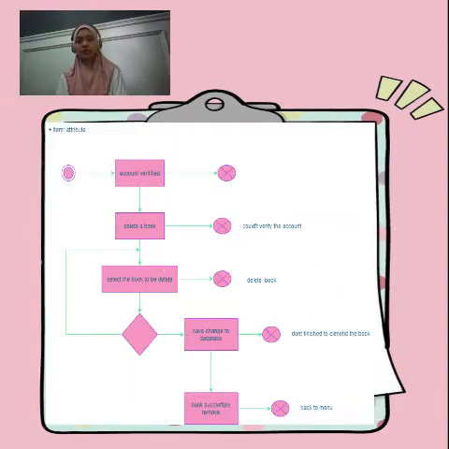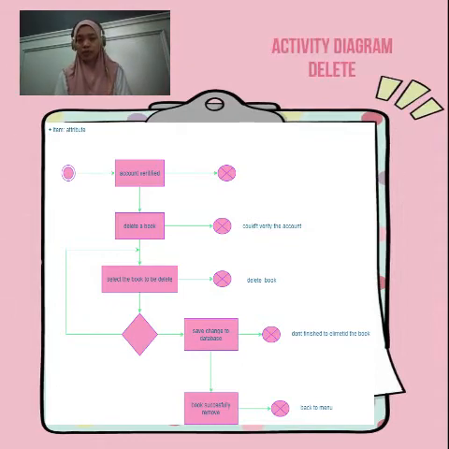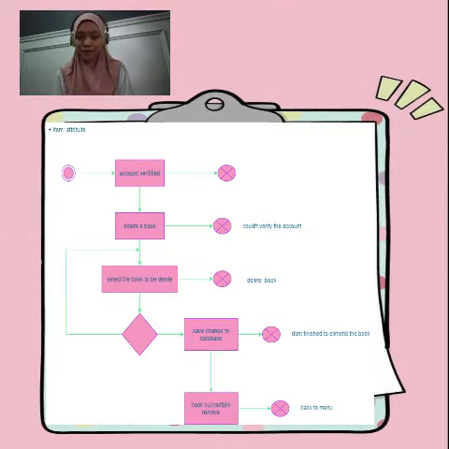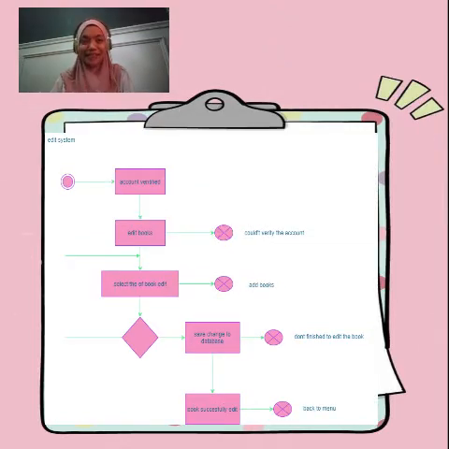Thank you, Sophia. So we're going to the delete page. On the slide, the user needs to verify the account, then delete the book, select the book to be deleted, and then save the change to the database. It means the system changes the database, and the output is book successfully removed. So the system exits. That's all.